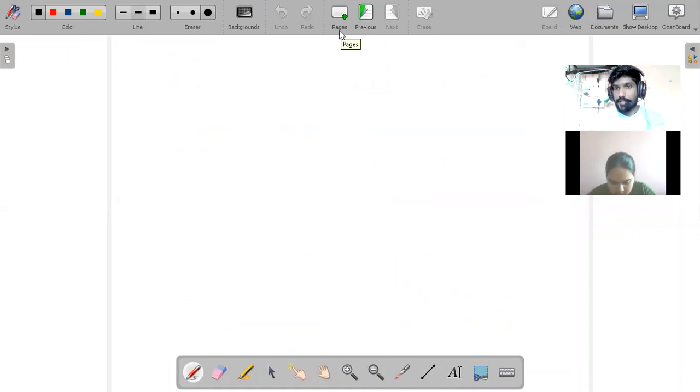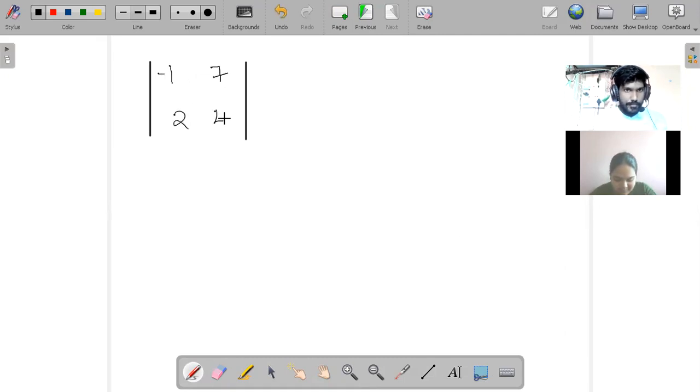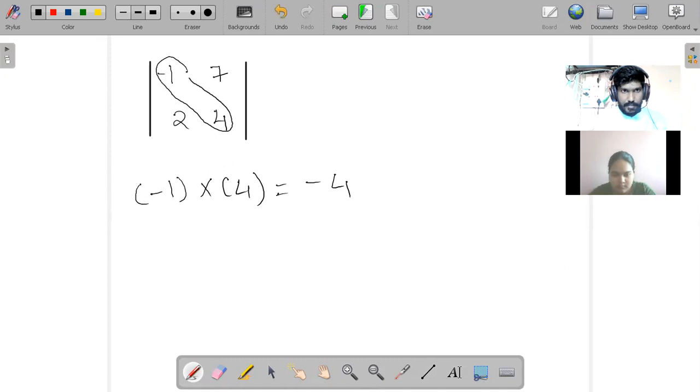If you look here, what you did is correct, but you have made one small mistake. The first question is -1, 7, 2, and 4. For the cross multiplication, you have written -1 into 4 is equal to -4. That is, you have multiplied this. And then you have written 7 into 2, that is 14. Correct? Up to here it is correct?